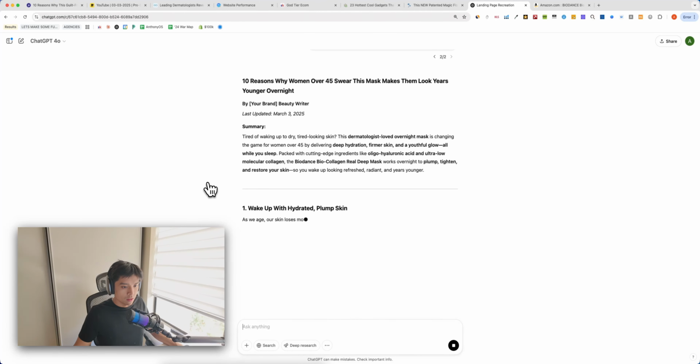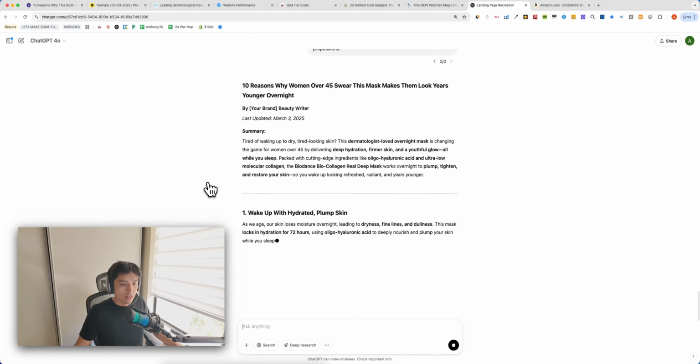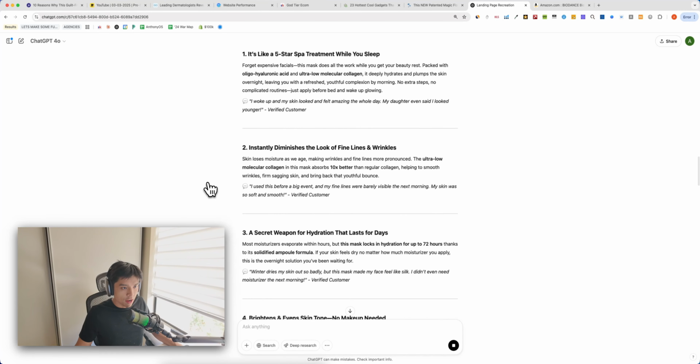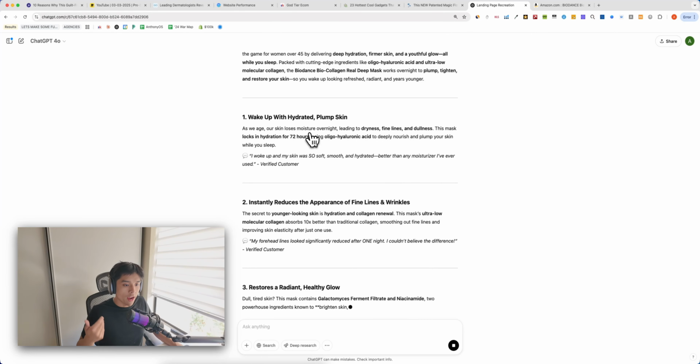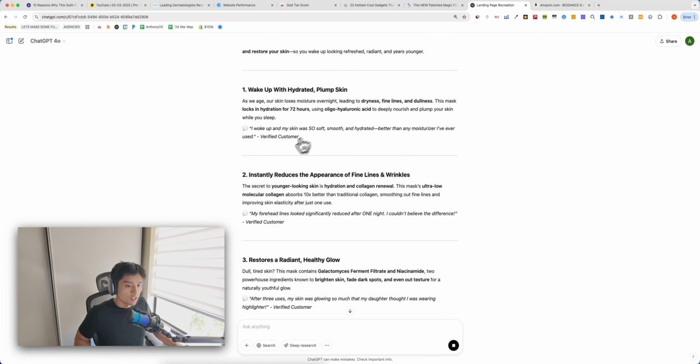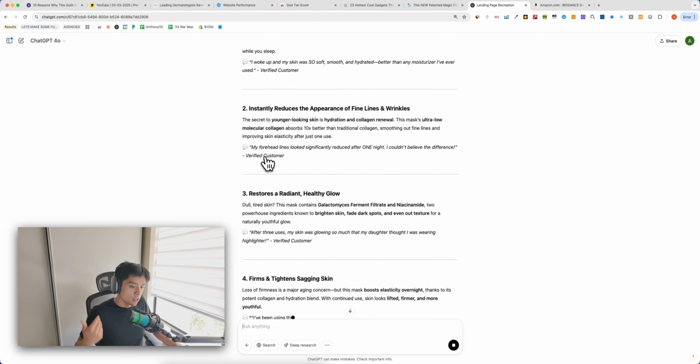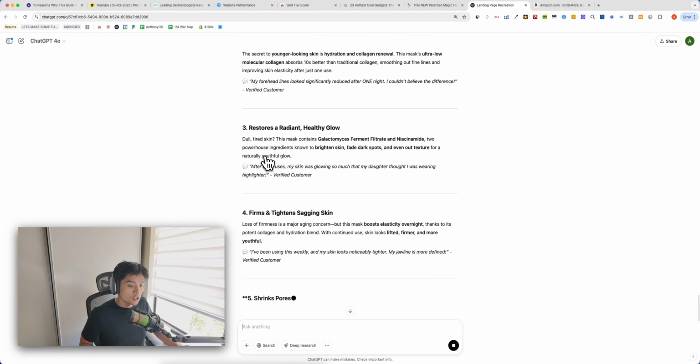As you can see, awesome. Now the headlines are coming out a little bit better. They just sound a little bit nicer. It's like a 5-star treatment while you sleep versus wake up with hydrated plump skin, instantly reduces the appearance of fine lines, restores a radiant glow, firms and tightens sagging skin. So these sub headlines that you see here are a lot more benefit driven.